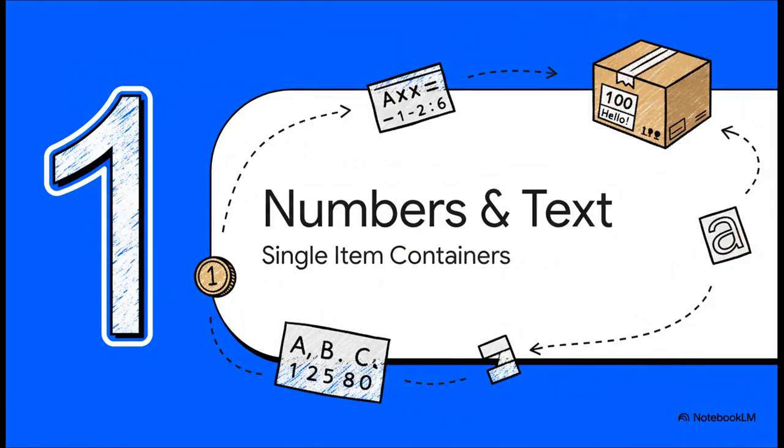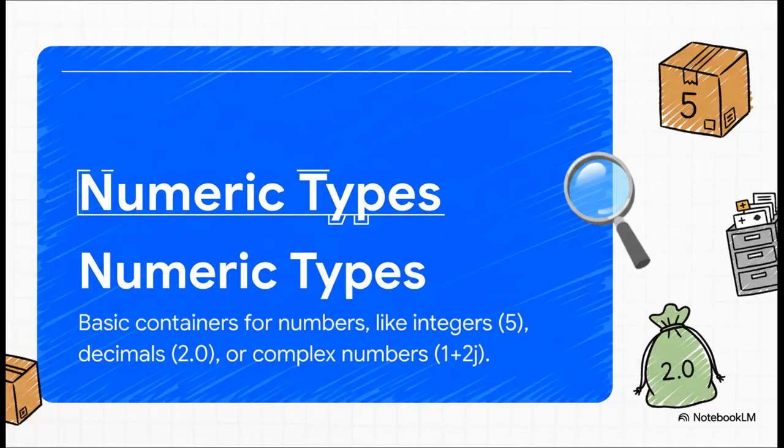All right, so let's start at the very beginning, with the simplest containers of all, the ones that are built to hold just one single piece of information at a time. First up, we've got the numeric types. You can just picture these as tiny little labeled boxes, each one designed to hold a single number. It doesn't matter if it's a whole number, what we call an integer, like 5, or a decimal, a float, like 2.0. It even works for complex numbers.